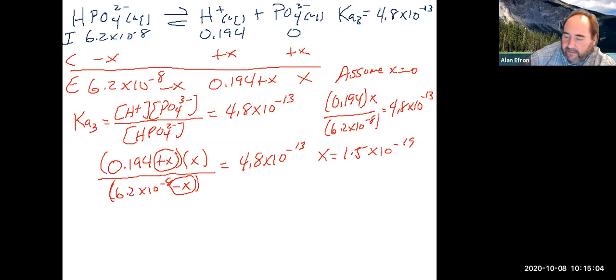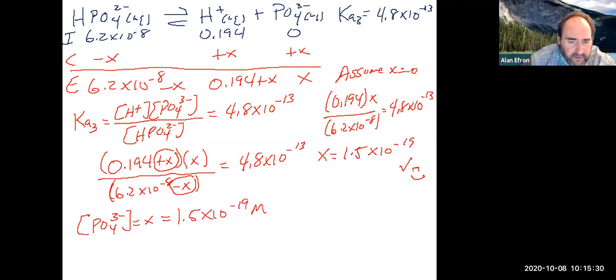So if we divided it by 1.5 times 10 to the minus 19, divided by 6.2 times 10 to the minus 8, times 100, you're good. Either number that you check, you're nowhere near 1%, so the check is good. So what this tells us now is we can finally get our phosphate concentration, which in this case would equal x, and that is 1.5 times 10 to the minus 19 molar.